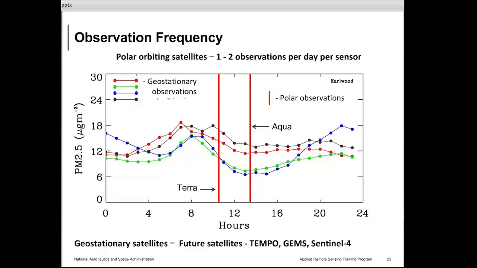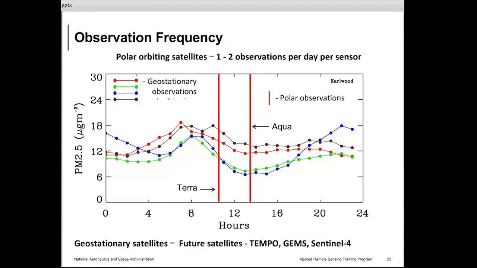Here the vertical lines represent one observation from the Terra satellite, which is an air quality satellite that carries several sensors, and it provides a morning observation. There is another satellite, Aqua, which we saw earlier, that provides another observation at 1:30 in the afternoon. So you get global coverage from the polar orbiting satellite, but less frequent observations, whereas you get more frequent observations from the geostationary, but only a specific area or region is covered.